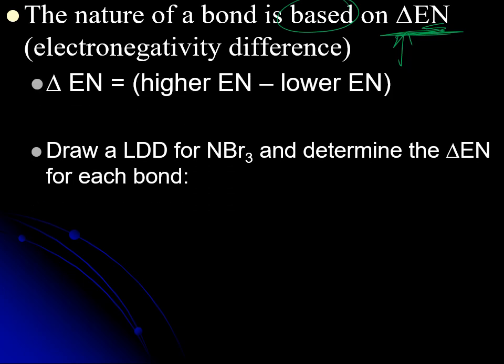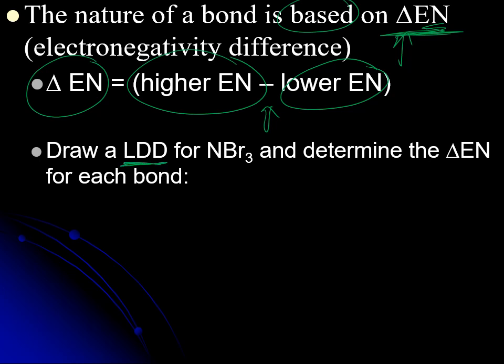We get this difference by taking the higher electronegativity value, whichever one has the higher one, and we subtract from it the lower one because we want to find the difference. That's how you do it mathematically. And that will give us the delta EN, and then we'll see what that means in a minute. But let's try this with a Lewis dot diagram for the molecule. So these are 2 non-metals, so I'm going to assume it's going to be a molecule, and I'm going to be drawing the Lewis dot diagram for them and then calculating the electronegativity difference.